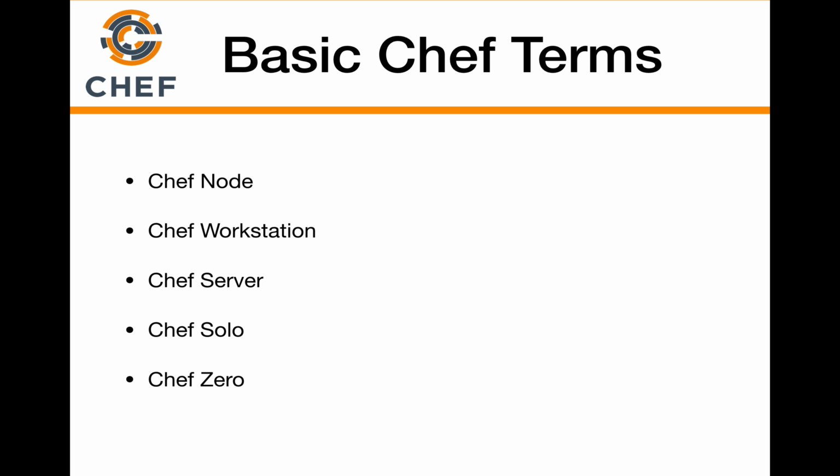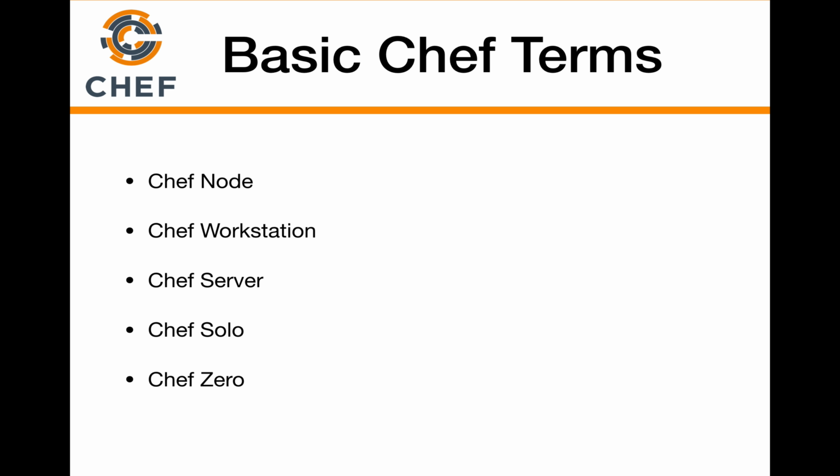Some basic terms that I think are very important when you start working with Chef. The first one is a Chef node. A Chef node is, in simple words, a server. Chef can manage many different things, including physical hardware, but most of the time you will be working with virtual machines or cloud servers. So it's very important that you keep in mind that when a Chef node is mentioned, it's basically just a server.